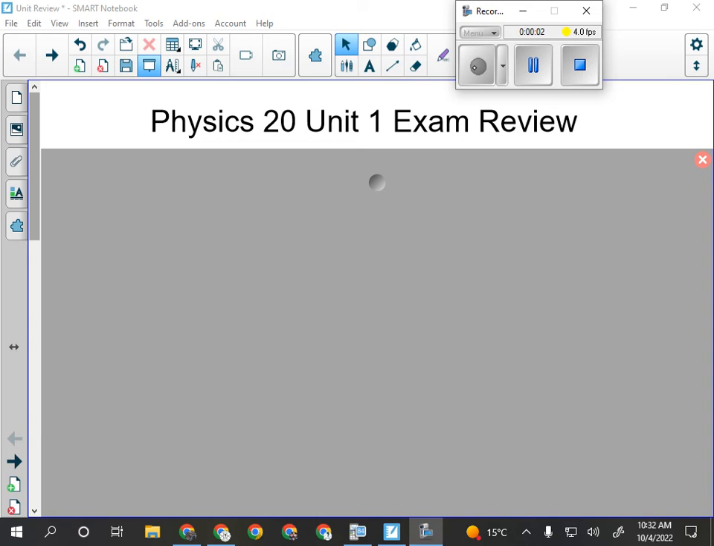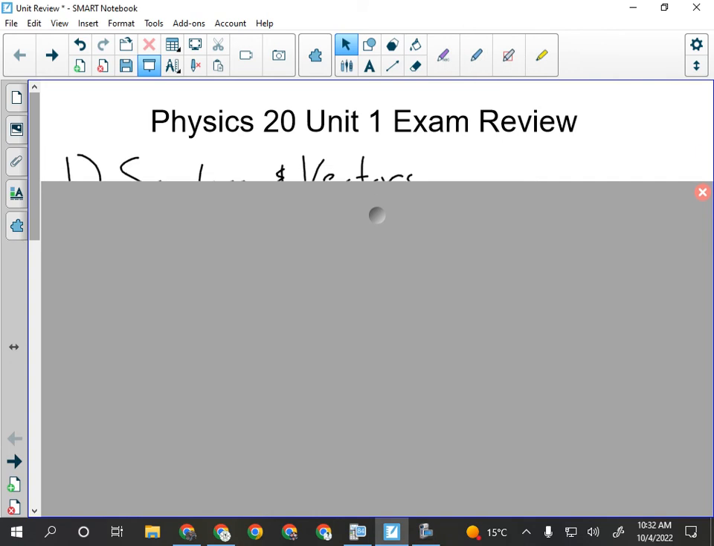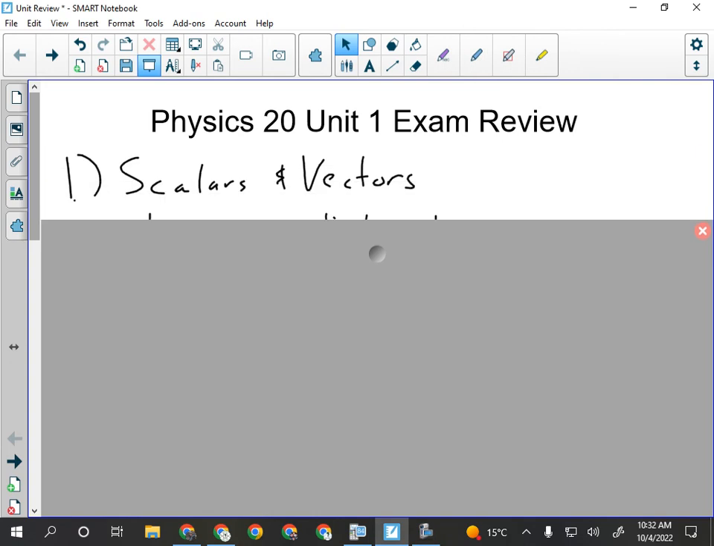So for the unit exam, our key points here. We started out the first day reviewing scalars and vectors. What quantities were scalar, and what quantities were vector? What were our scalar quantities? Time, distance, and speed. We could also add energy and work, but we don't cover those in this unit. And our vector quantities would be velocity, displacement, and acceleration.